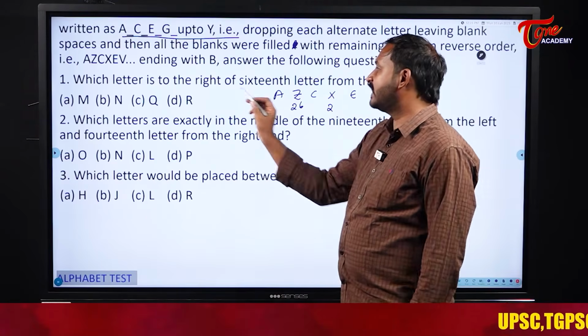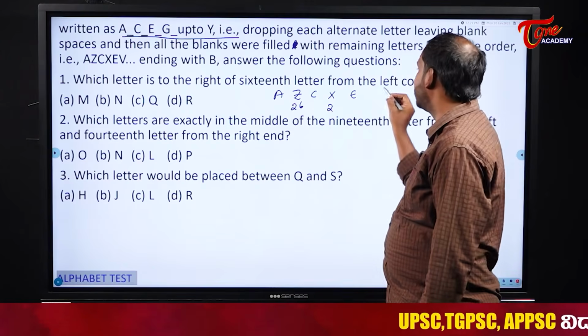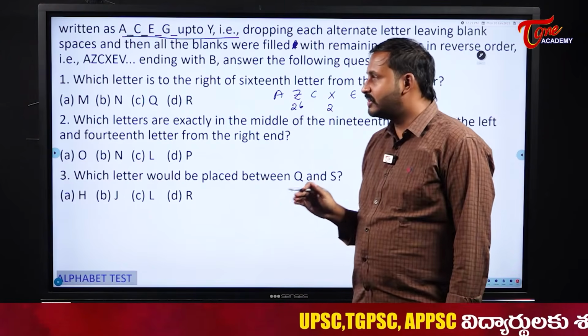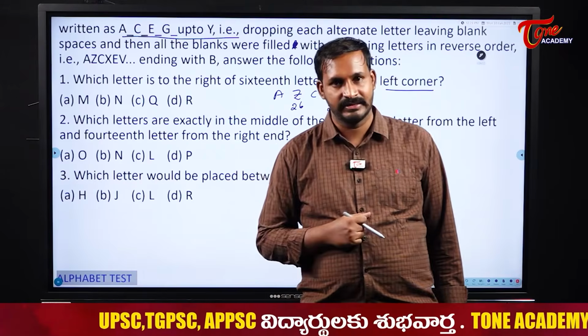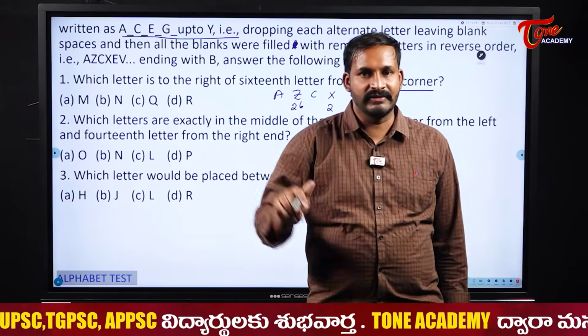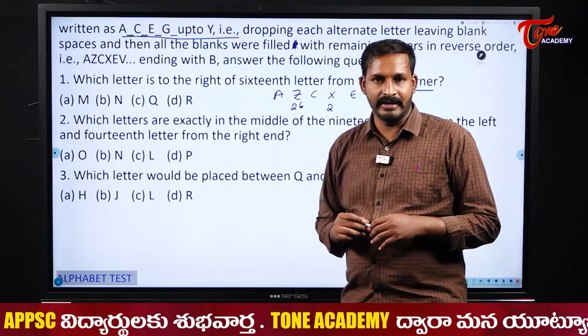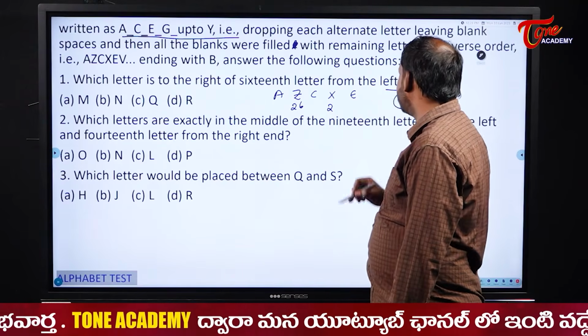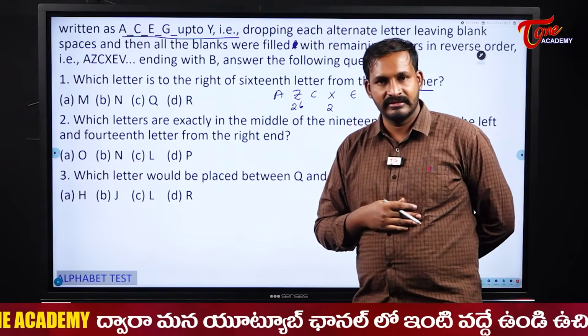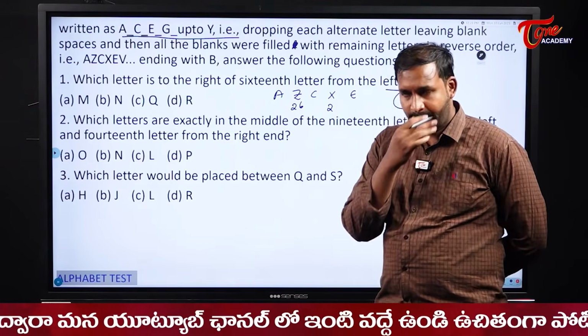Okay. Which letter is to the right of the 16th letter from the left corner? Usually the 16th from left, whether it gets disturbed or not? Yes, sir, it gets disturbed. Why? Because it was written in reverse order. 16th is an even number. So what actually is the 16th alphabet in general? It should be P.